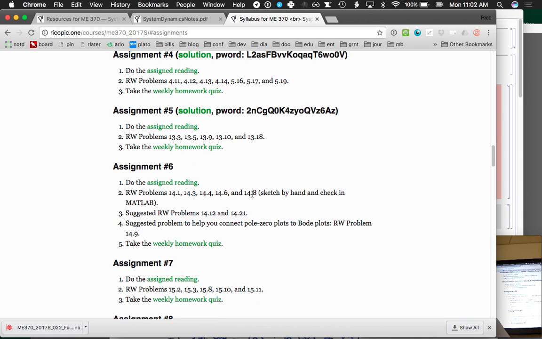I did update the assignment for this week; I added one problem so that you get practice sketching Bode plots, because I think it'll help you on the exam. I also added a couple of other suggested problems. They won't be on the quiz, but I think they will help you study.